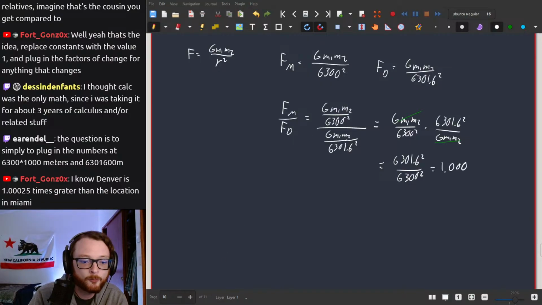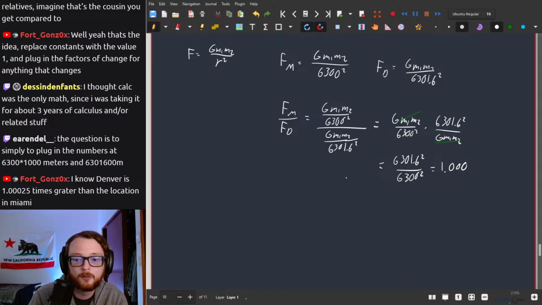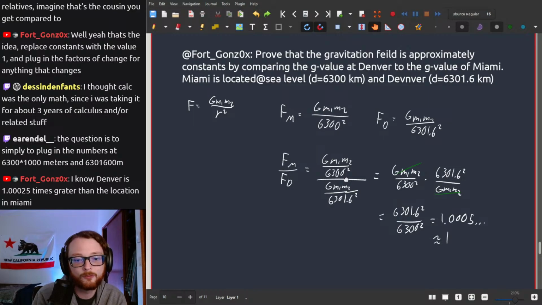One, two, three zeros, was it? Yeah. So whether that's a 5 or a 2, we can make the exact same argument. The point of this number is basically 1. Like, this part out here is insignificant. So if you divide two numbers and you get 1, it means they're basically the same number. If you get exactly 1, they are the exact same number, but what we've shown is that the force of gravity at Miami is essentially the same as the force of gravity at Denver.